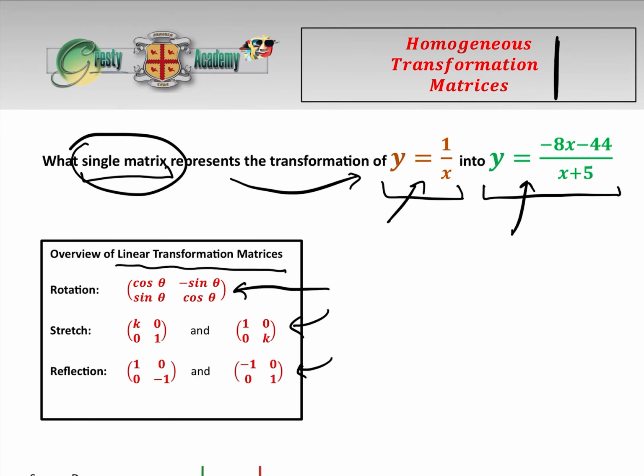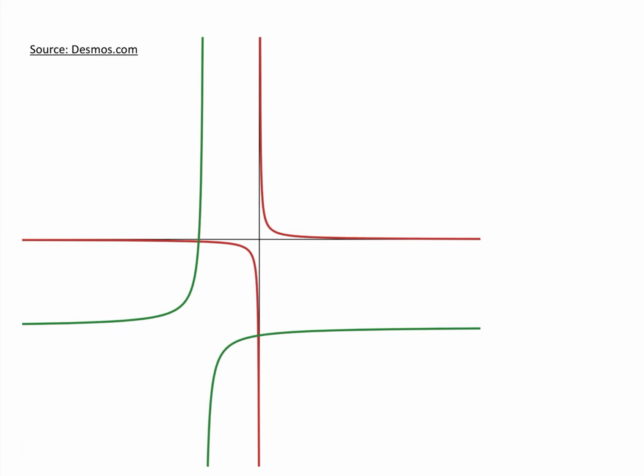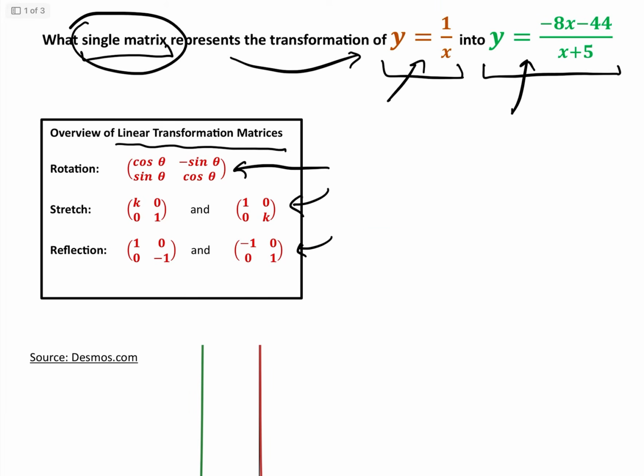Okay, now the problem is that if we have to have a single matrix which represents this transformation here, and we look at this transformation on this graph, which is source.desmos.com, we can see that the overall transformation is not a linear transformation because, for example, the origin moves, it translates, and therefore we cannot use these linear transformation matrices to find a single matrix which represents that transformation, because there is a translation in it, and translation is not a linear transformation.